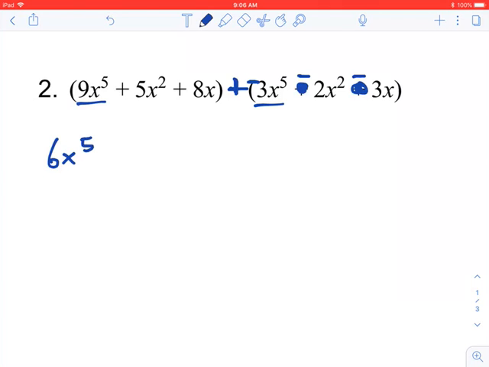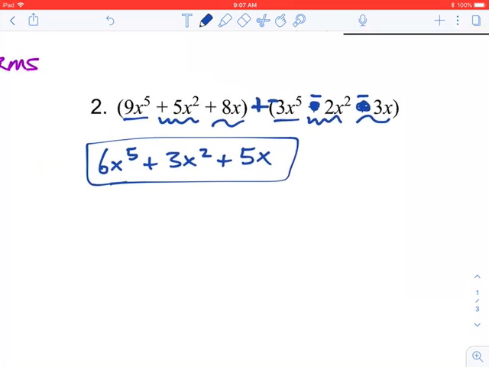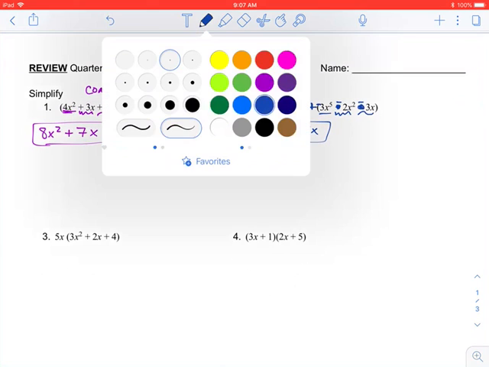And then we've got 5x squared minus 2x squared is positive 3x squared. And then the last one, we've got 8x minus 3x is positive 5x. And there we go. Okay, so that's addition and subtraction. Now we're looking at multiplication.